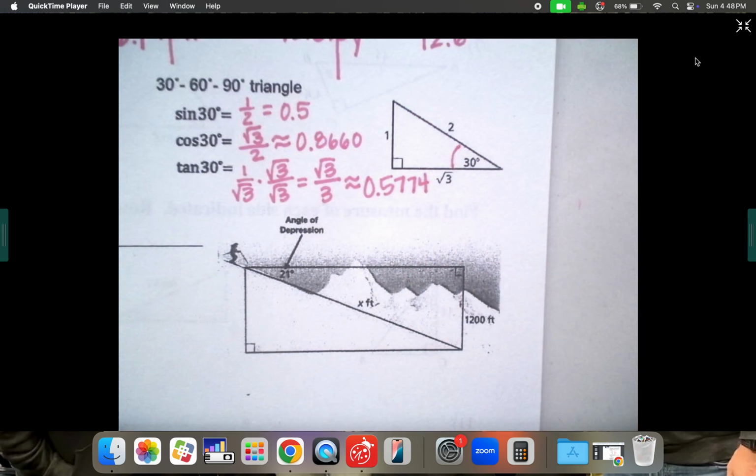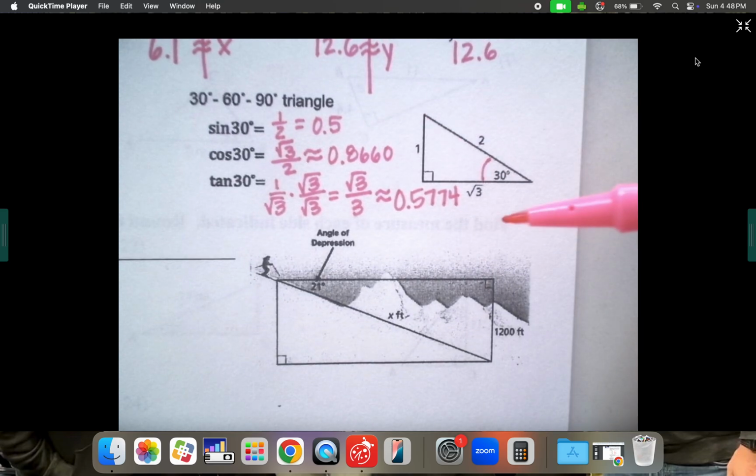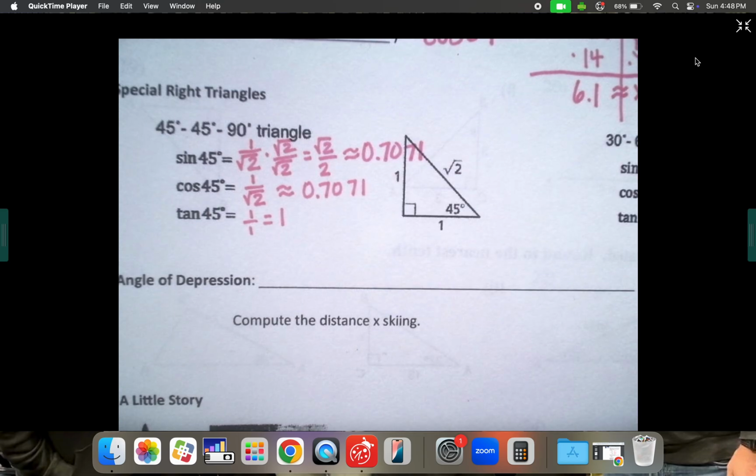Okay, this is just going to be handy to kind of have in your notes because in a typical 30, 60, 90, you might need these decimal numbers, and in a 45, 45, 90, you might also.